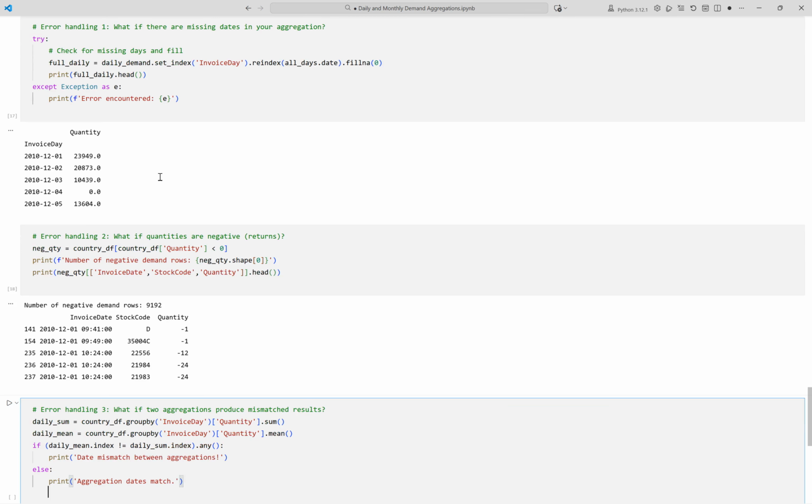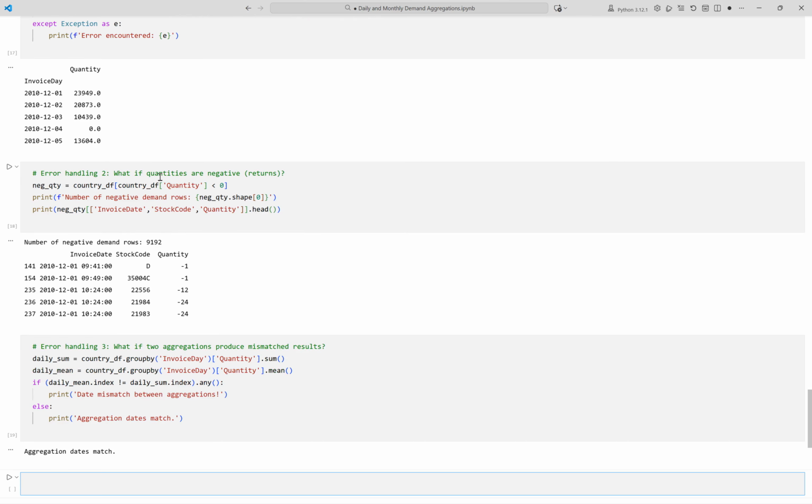Running the cell now. This output confirms that the dates used in both the sum and mean aggregations line up perfectly, meaning our demand data is consistently recorded for every day. This alignment is crucial because mismatched dates would indicate missing or irregular sales records, which could distort procurement and forecasting decisions. Ensuring aggregation dates match helps maintain data integrity when analyzing daily product demand. Always check date alignment before combining KPIs from multiple aggregations.